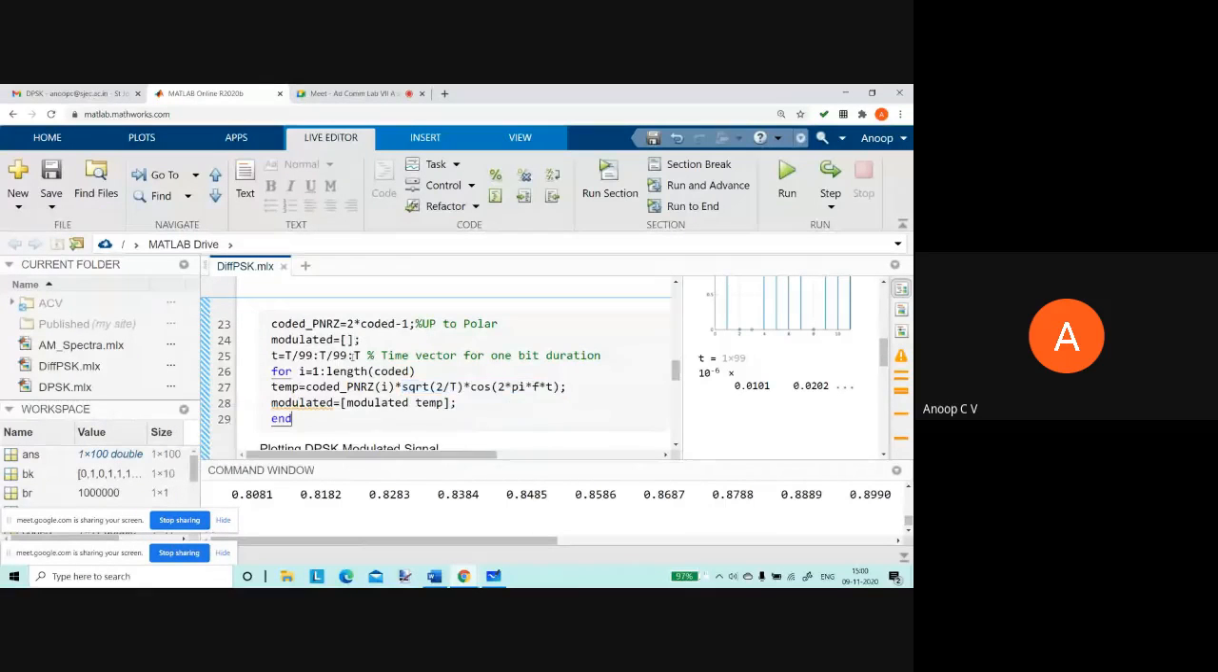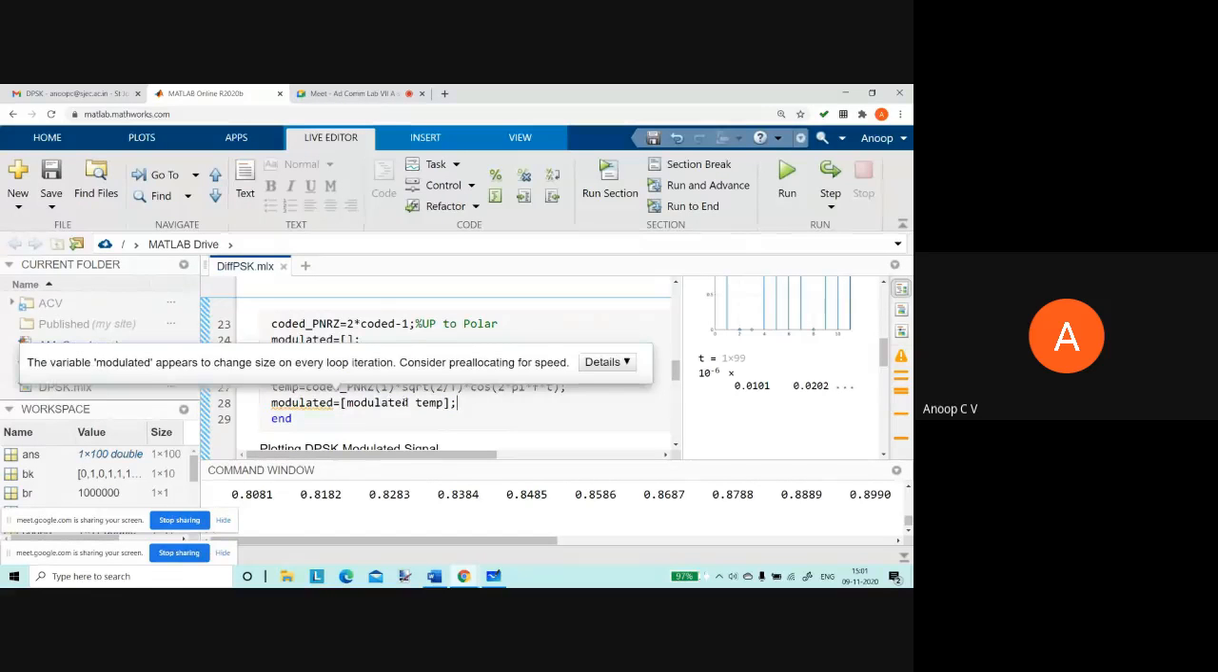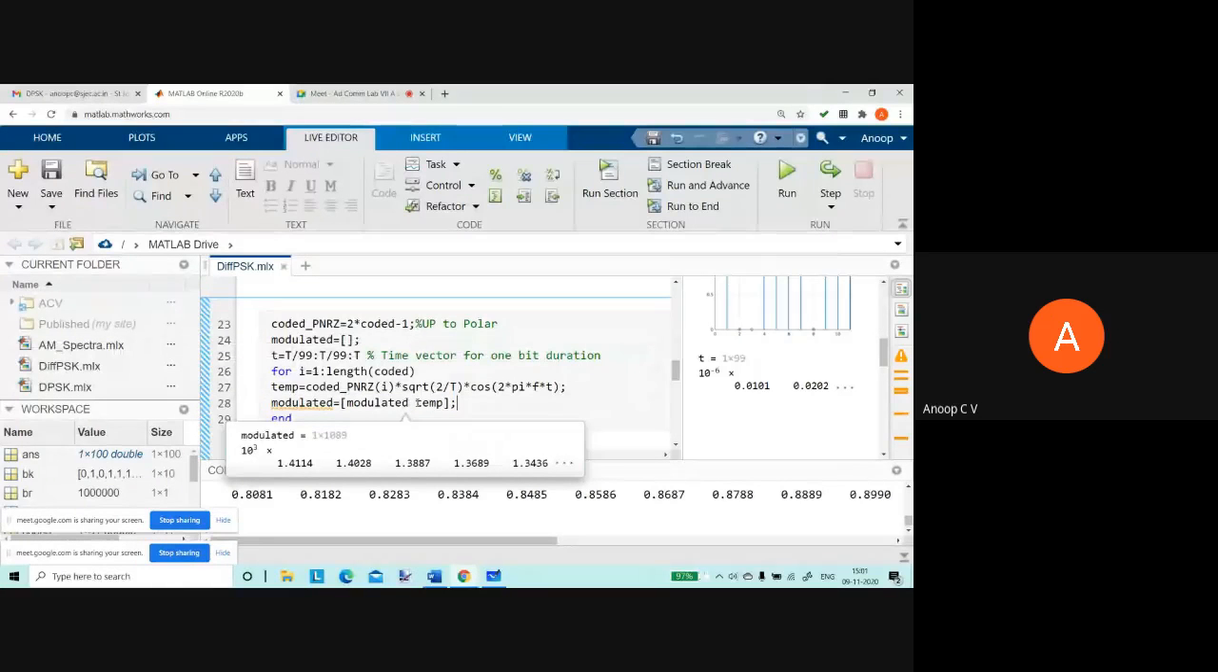Initially I have assumed the modulated signal vector to be a null vector, it didn't have any element. Now after each iteration, the modulated signal corresponding to each bit will be appended to it. That's what is being done here. Modulated is equal to modulated with the term appended to it at the end. You can either give a space or you can even give a comma.